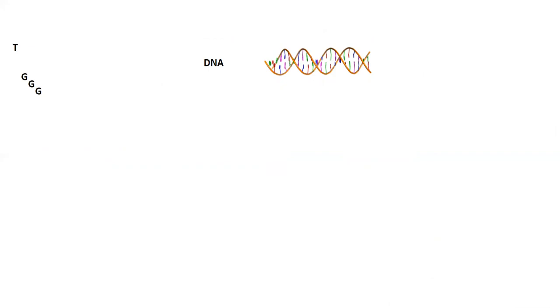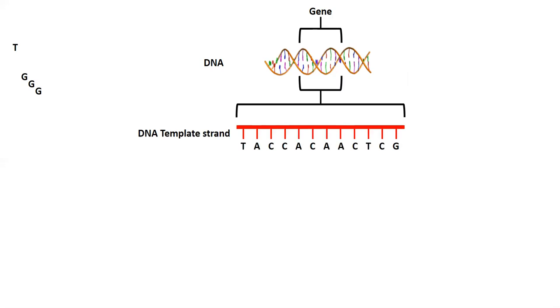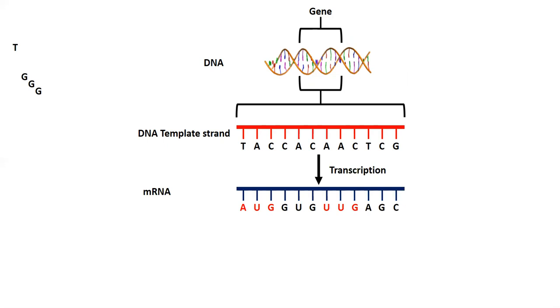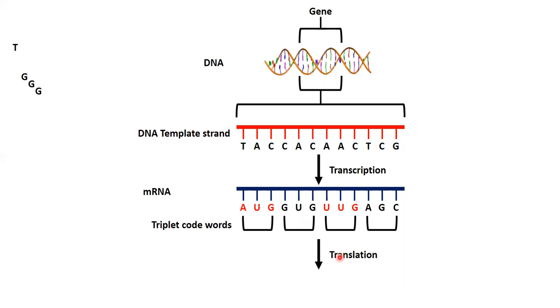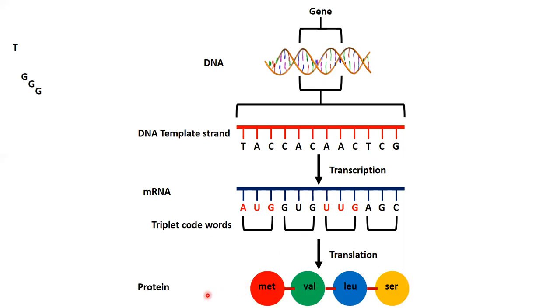So here is a general vision of our concept, how DNA encodes proteins. We can see that here is a DNA, and inside DNA there is a part of DNA which represents a gene, and we know that this gene has two strands. One of those strands acts as a DNA template strand for the process of transcription, and here it is, the mRNA, and we can see that there are three triplet code words that will later on be used for translation, and they will code for specific amino acids like here, and a new protein will be formed.